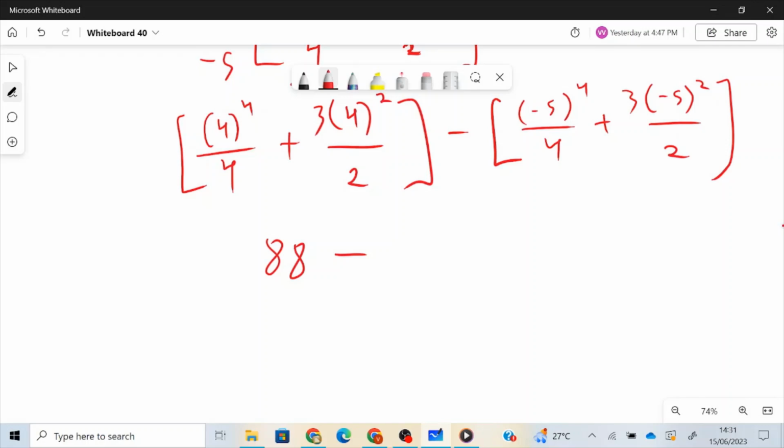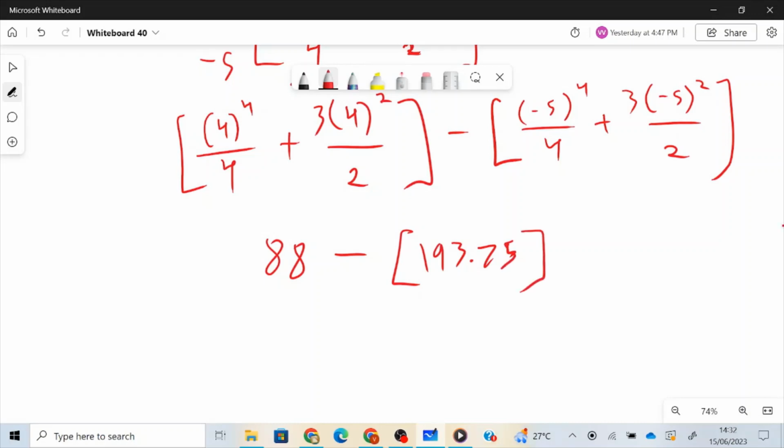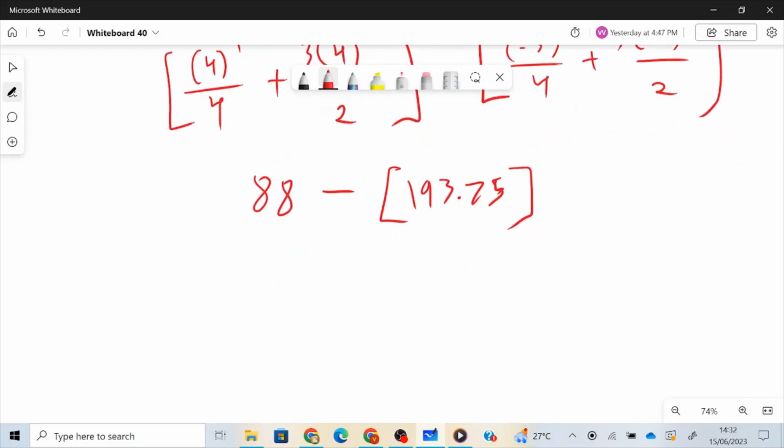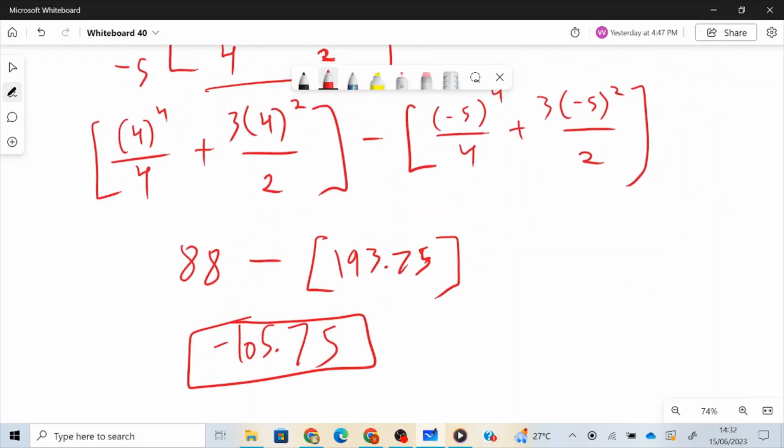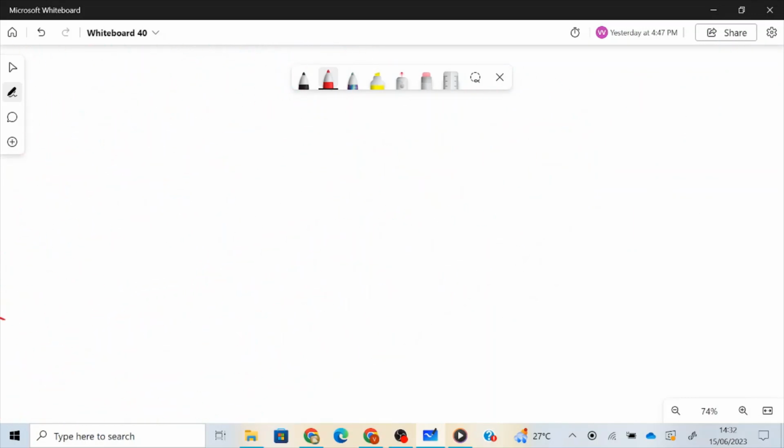minus the right hand side gives minus 193.75, and doing the necessary calculations, this ends up with minus 105.75. Again, depending on the question and whether they ask you to give your answer to a specific format, you can leave it as decimal or as a fraction if the question asks you as a fraction. On to the next example.